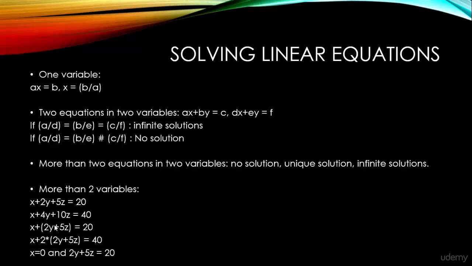For example, consider the equations x plus 2y plus 5z is equal to 20, x plus 4y plus 10z is equal to 40. In this case, you can treat 2y plus 5z as a single variable to get x plus 2y plus 5z is equal to 20, x plus 2 into 2y plus 5z is equal to 40. So this can be solved to get x is equal to 0 and 2y plus 5z is equal to 20. So there's a common misconception that you need n equations to solve n variables. This is not true.